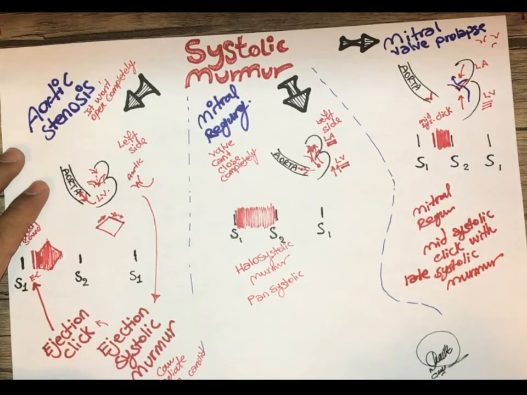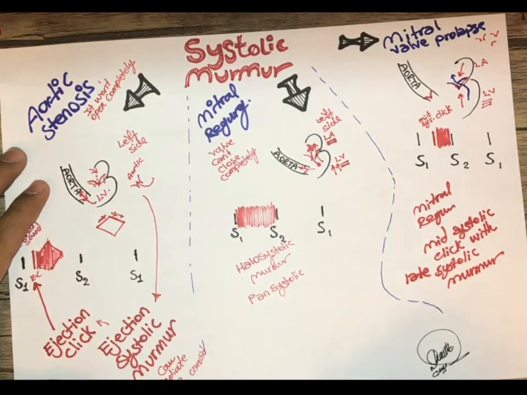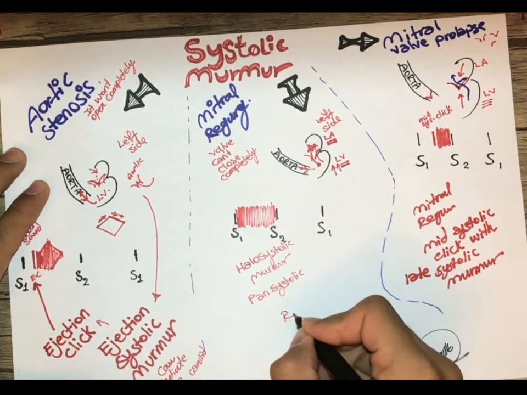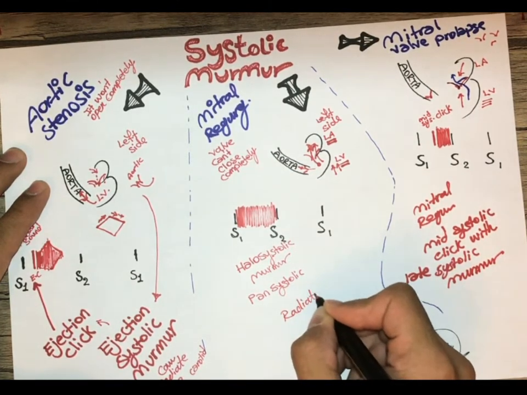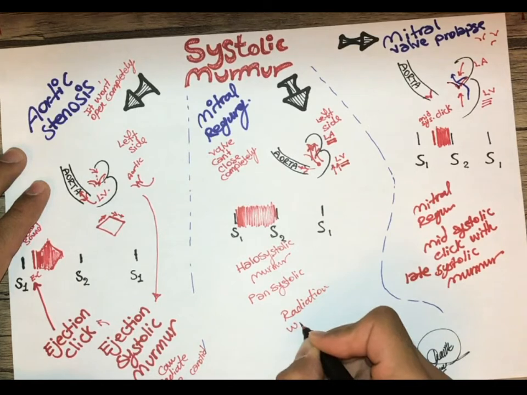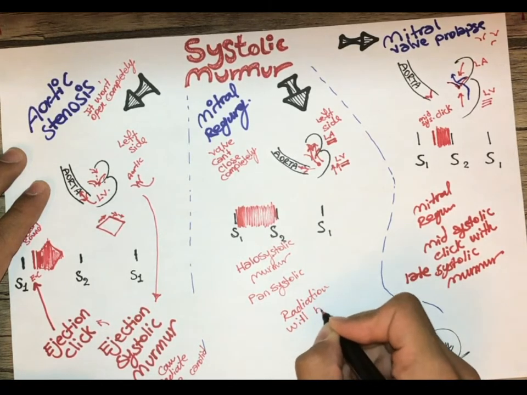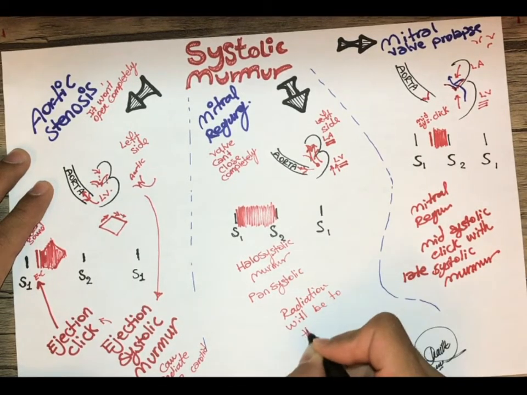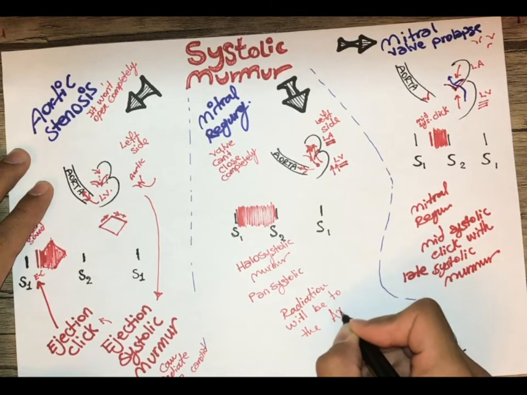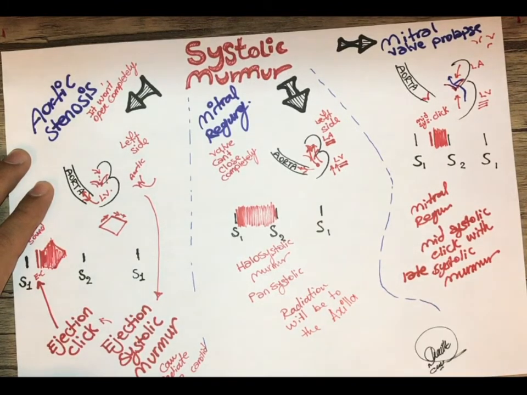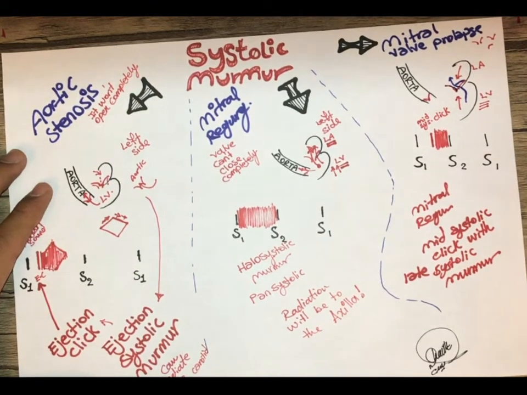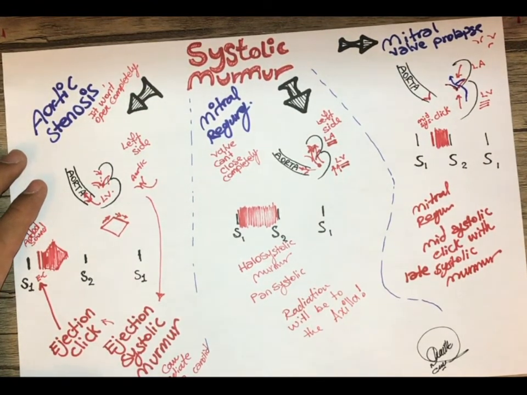Another point that I forgot to talk about, which is in case of mitral regurgitation, the radiation will be to the axilla. So it's important to search for the murmur in the axilla as it radiates, in order again to grade this murmur.